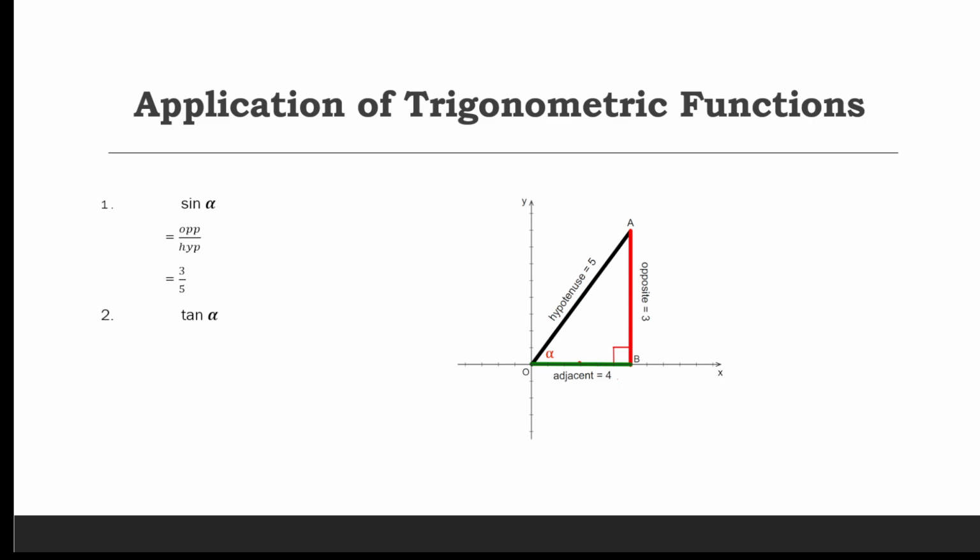Finding the second one, tan alpha. We know that tan alpha is opposite over adjacent, and then we would replace the opposite side with 3 units and the adjacent side with 4 units, and that would yield that tan alpha is equal to 3 over 4.